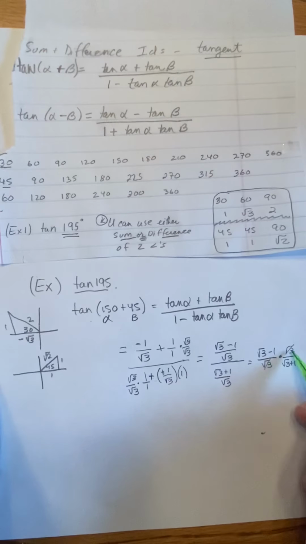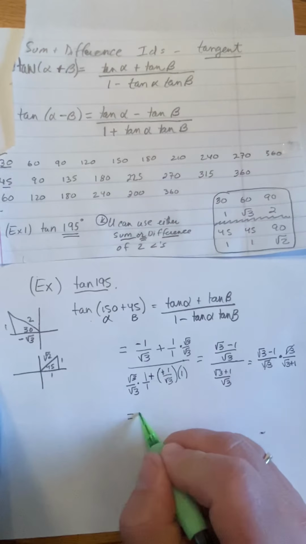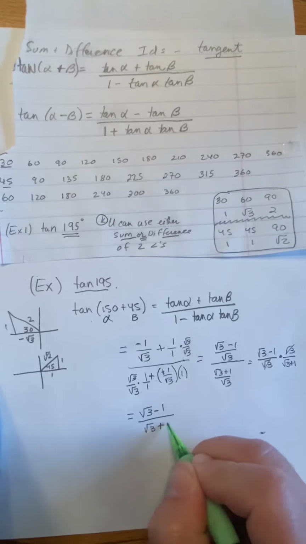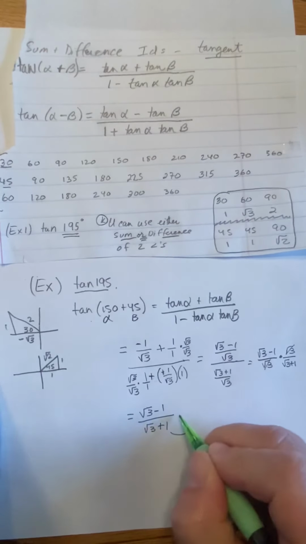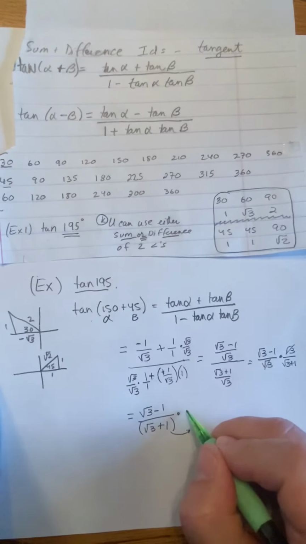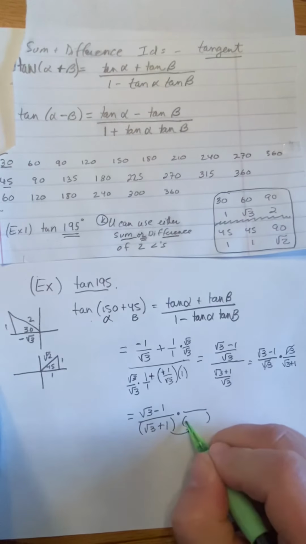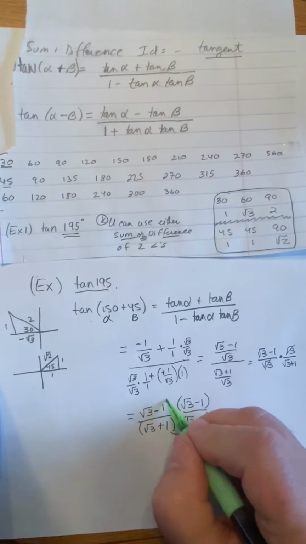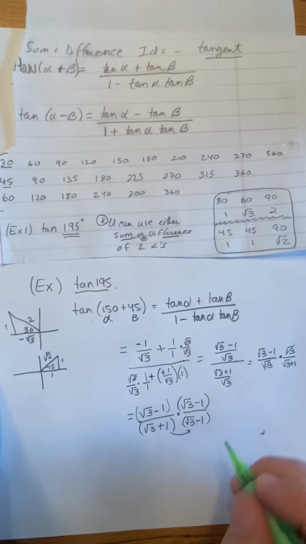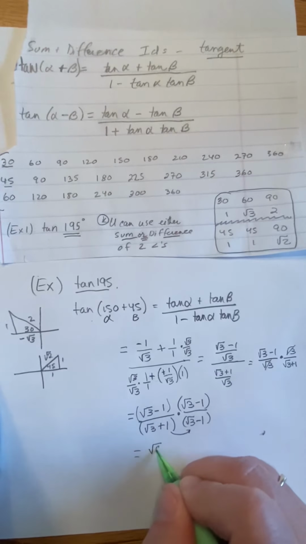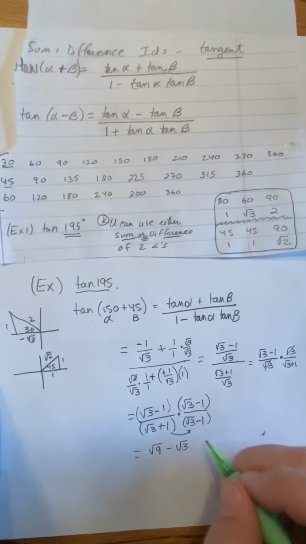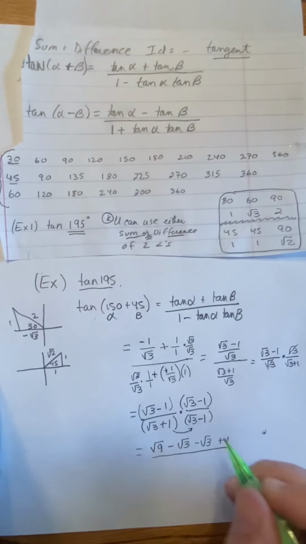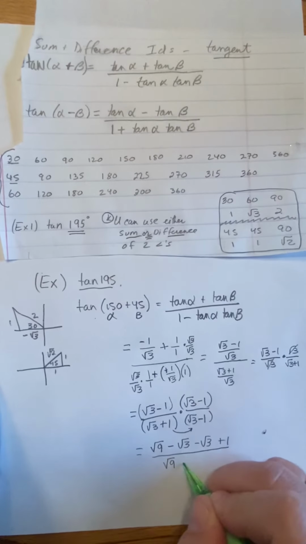Here we see that the radical 3's will reduce, and we're left with radical 3 minus 1 divided by radical 3 plus 1. Rationalize the denominator, again, by getting rid of the radical in the denominator to a rational number. We'll multiply by its conjugate pair of radical 3 minus 1. We've done this before. Distribute in the numerator. So it's radical 9 minus the radical 3's plus 1. Denominator, same thing. Distribute in your denominator.